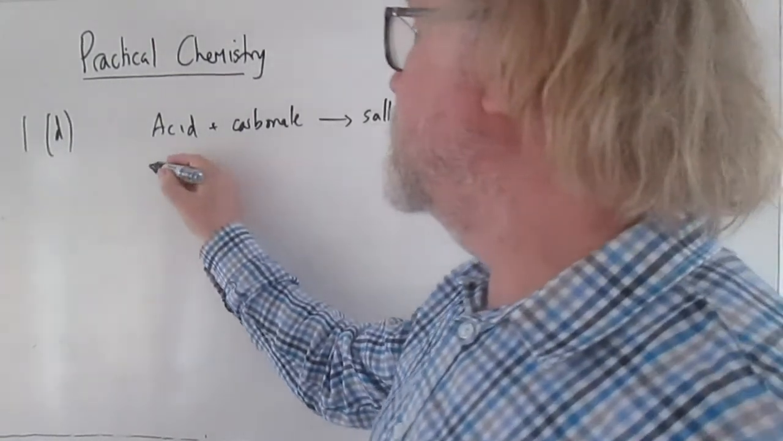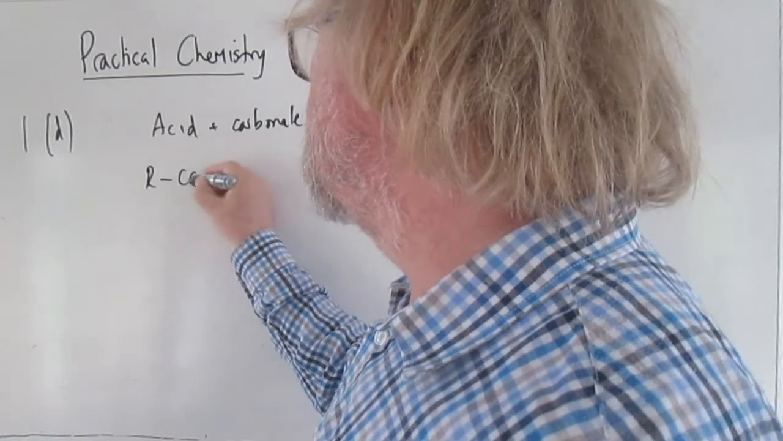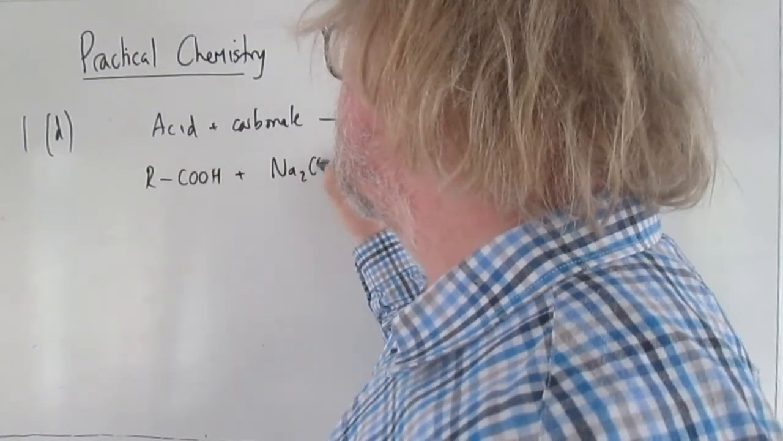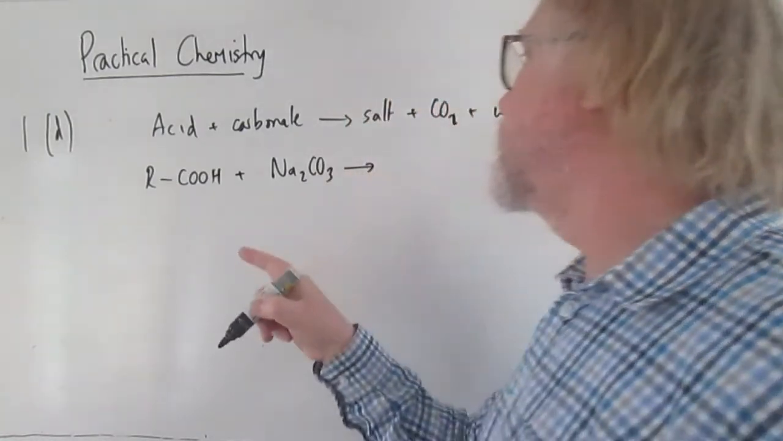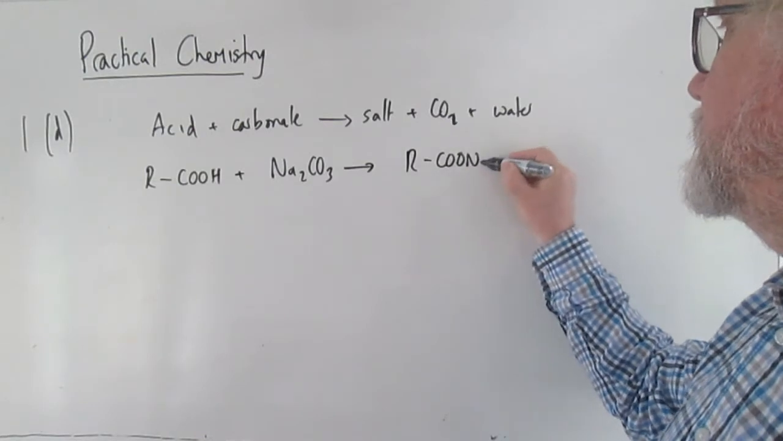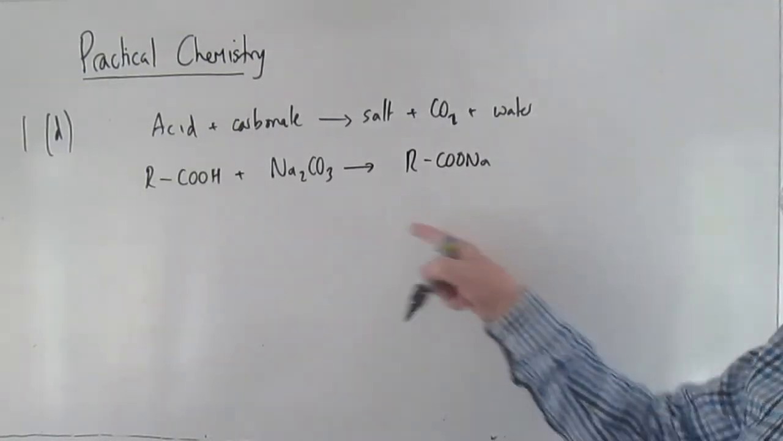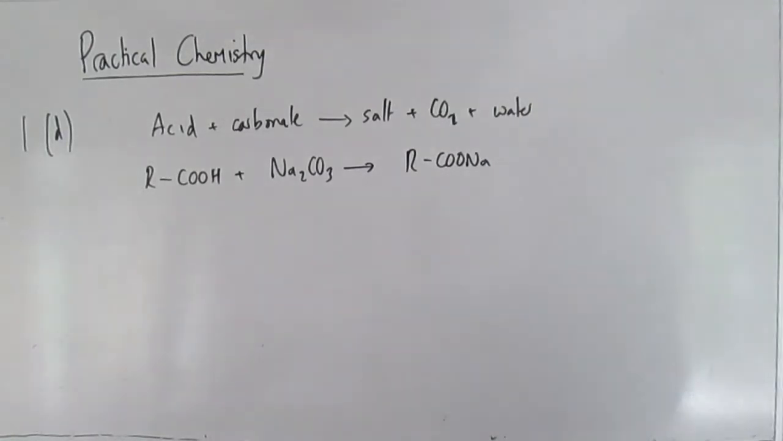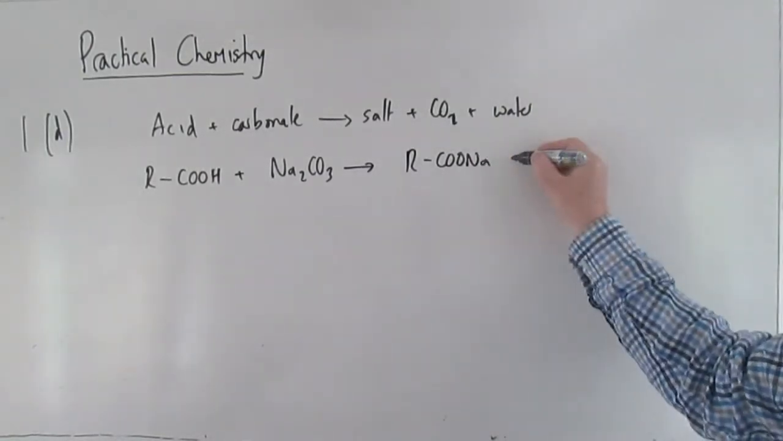So our acid, it tells us, is RCOOH, and we've got sodium carbonate, and it tells us that the salt is RCOONa. Okay, so H plus has been released from the acid and replaced by Na plus to form the salt, in effect, and carbon dioxide and water.